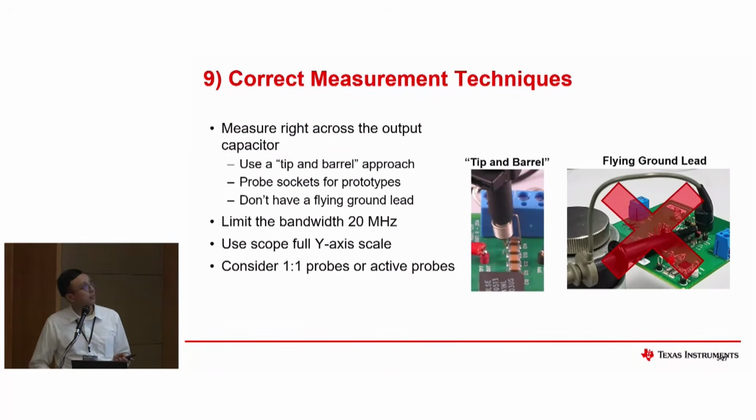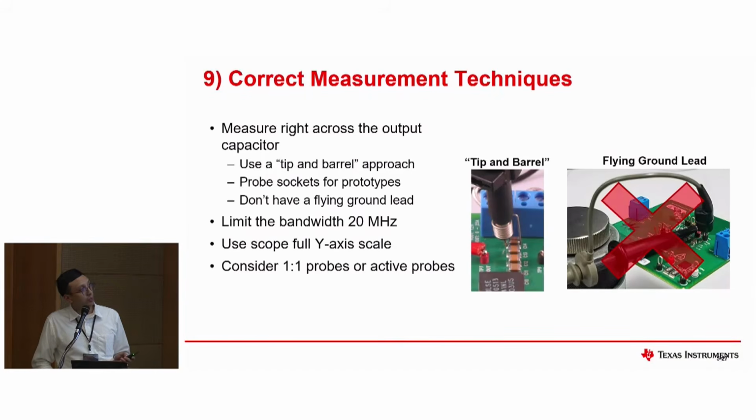So to consider, you have to make sure that, as mentioned, the way you measure the output is very critical. By doing a tip and barrel mode, rather than using the flying ground lead, you could get a much cleaner signal on the output. And then make sure you probe the sockets for the prototype. So you probe directly on the output.